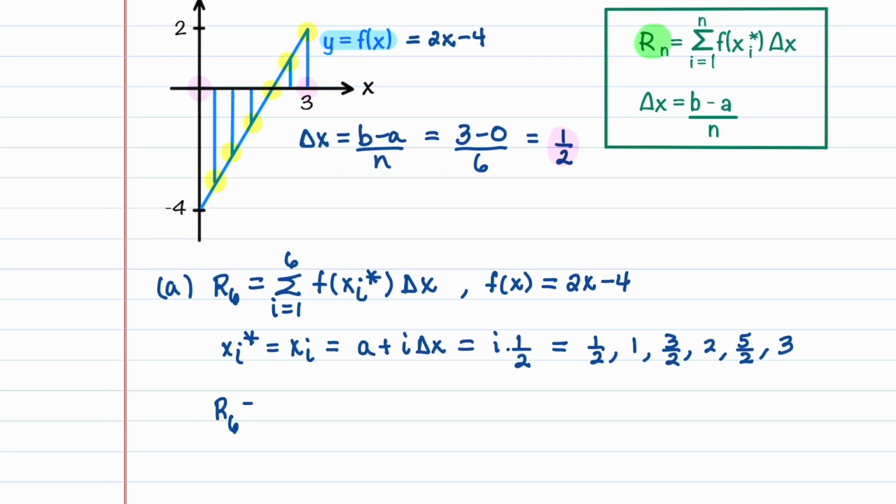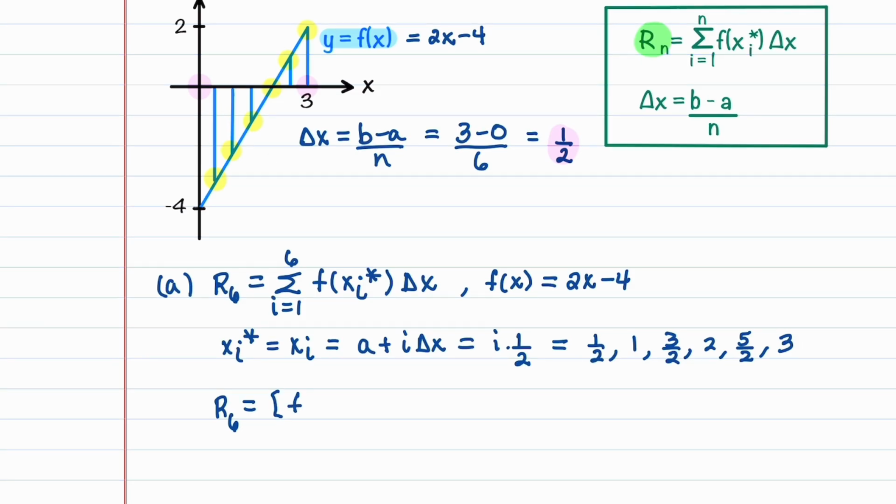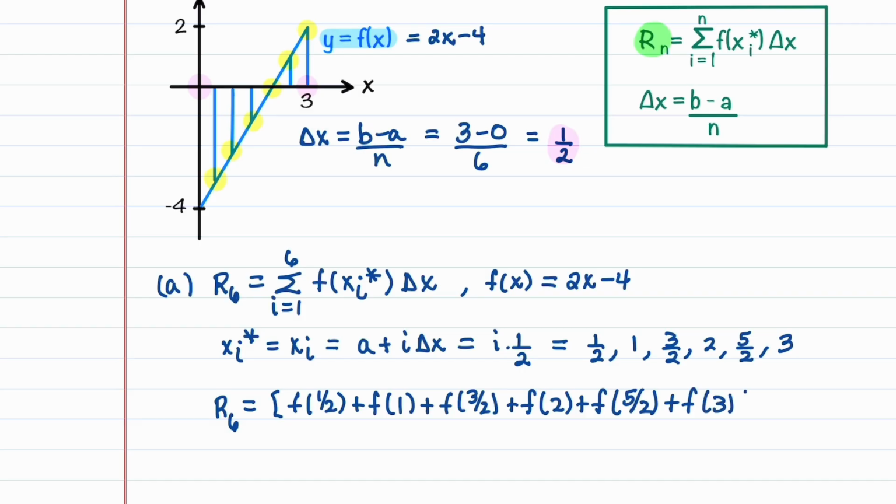R sub 6 is then equal to f at our first point, so that's f at 1/2, plus f at our next point, which is 1, plus f at 3/2, plus f at 2, plus f at 5/2, plus f at 3, and then all of this is multiplied by delta x, which we already calculated to be 1/2. Now we're going to substitute in that our function f is equal to 2x minus 4.